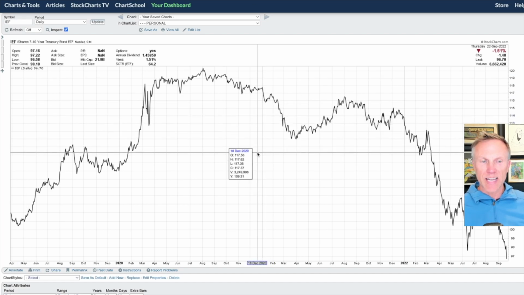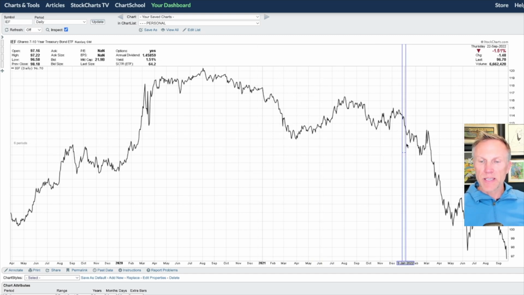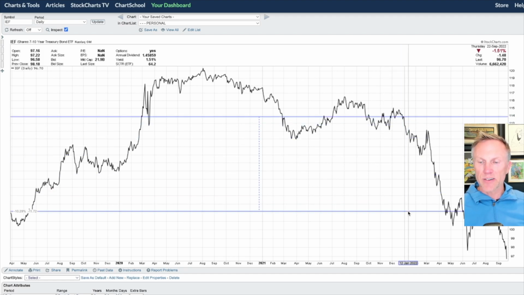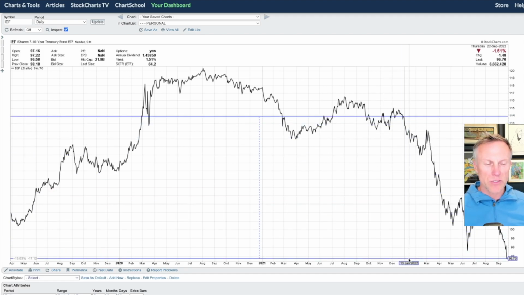So look at this. This is IEF, which is an ETF that holds U.S. Treasury bonds between 7 and 10 years. This is the beginning of the year, where my blue vertical lines are. Just from the beginning of the year, IEF is down about, now I've got to put my glasses on, 15% for the year. Now, to put this in perspective, the S&P is down just about 21% for the year.